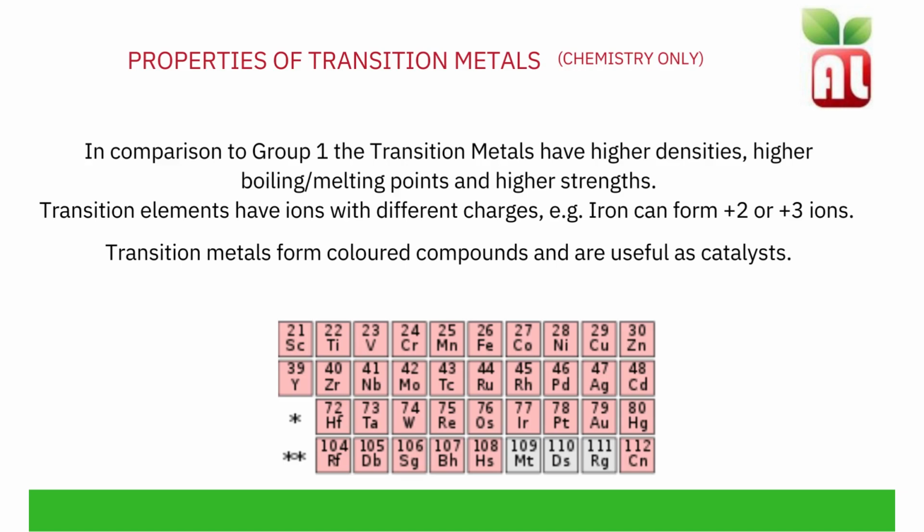The transition metals are the central block of metals in the periodic table. In comparison to the group 1 metals, the transition metals have higher densities, higher boiling and melting points, and higher strengths. Transition elements have ions with different charges. For example, iron can form +2 or +3 ions. Transition metals form coloured compounds and are useful as catalysts. Typically, we see the colour of copper 2+ compounds to be blue.